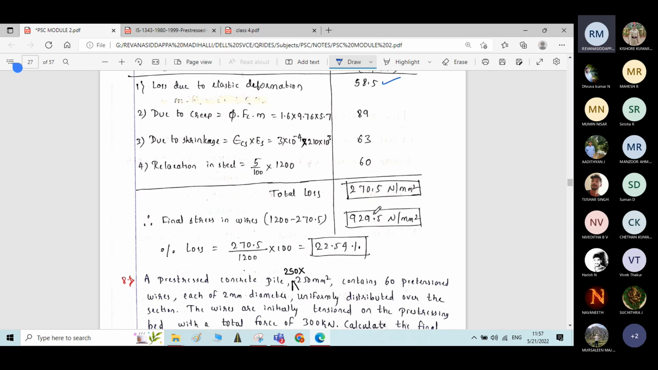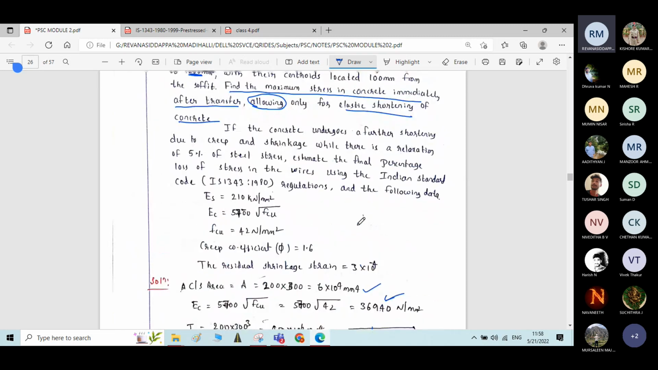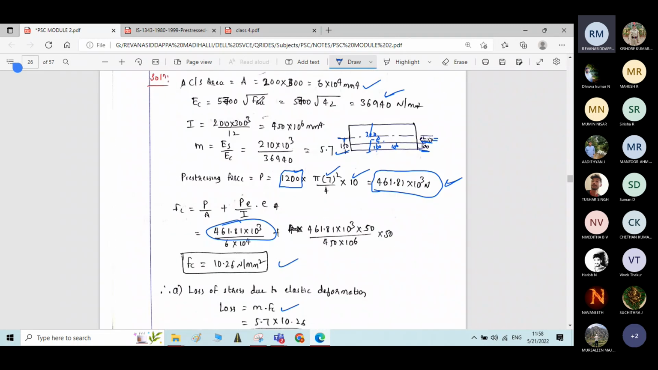Then the final stress after the loss: the initial stress is 1200, and 270 is the loss. 1200 minus 270 gives 929.5 Newton per mm square. Percentage loss of stress is also calculated: total loss of 270 out of 1200 into 100 gives the percentage of loss. So please solve it yourself at home. If you have any doubt, you can come to me anytime.